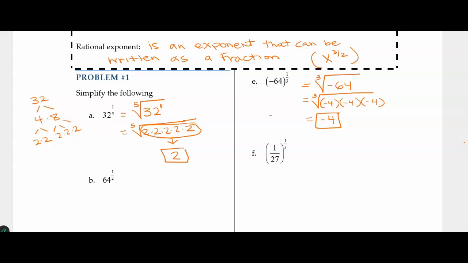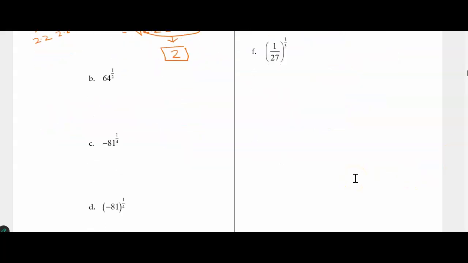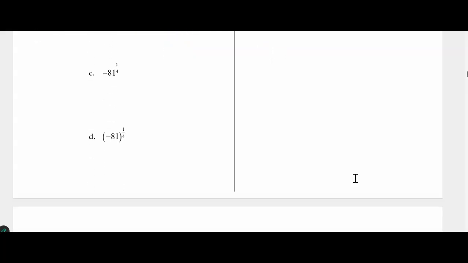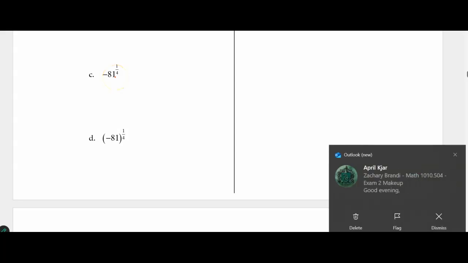And then on this one, actually, I wanted to look at C and D, because I want you to see there's a subtle difference between C and D. C doesn't have parentheses around it, and D does. And that changes the problem totally.